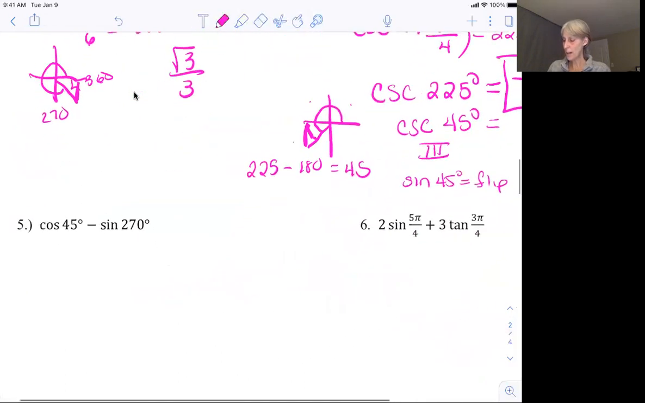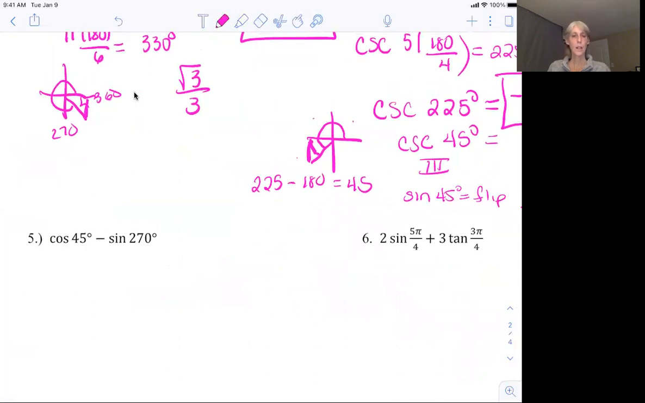In example 5, remember, whatever operation we can already do in math, we can do with trig function values. Sometimes the numbers might not be so nice. We're going to use exact values, no radicals in the denominator. Cosine of 45, rad 2 over 2, minus the sine of 270.